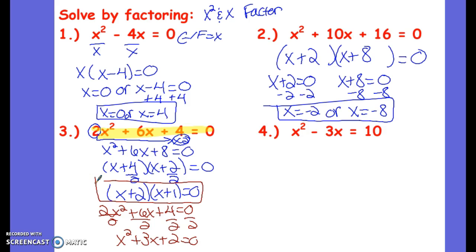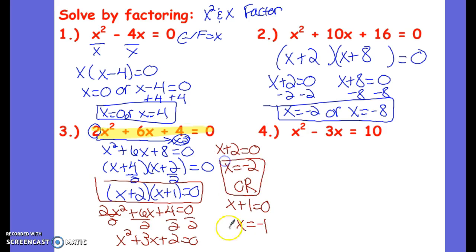So now, just solve x plus 2 equals 0. So x equals negative 2. Or x plus 1 equals 0. So x equals negative 1. So that's your answer. So if you can factor out the GCF, factor or divide by your GCF, always and forever.